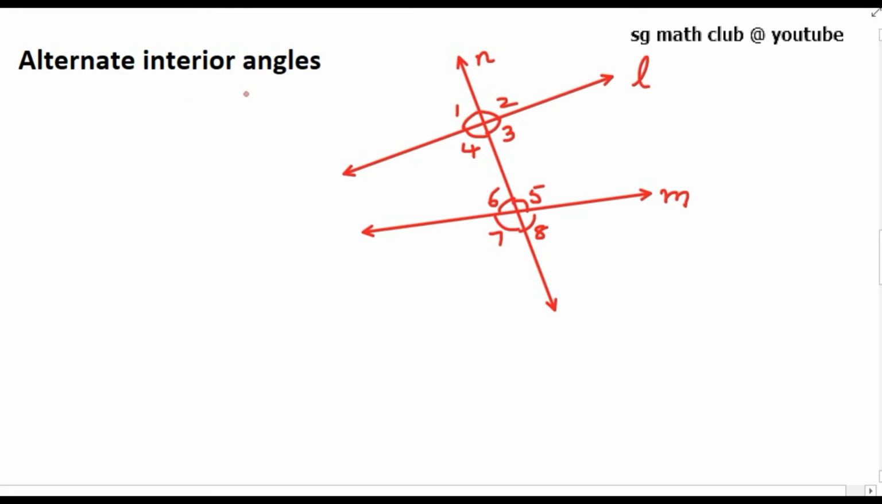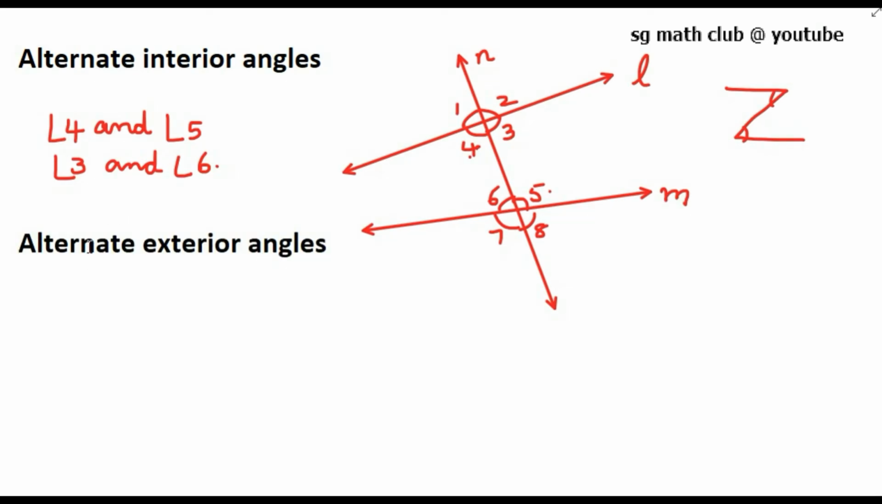Now next is alternate interior angles. We have two pairs of alternate interior angles, that is angle 4 and angle 5, again angle 3 and angle 6. Alternate interior angles are very easy to remember. You take the letter Z, and the corners of the Z will be alternate interior angles. You can see like this, 4 and 5 are alternate interior angles. In the same way, angle 3 and angle 6 are alternate interior angles.